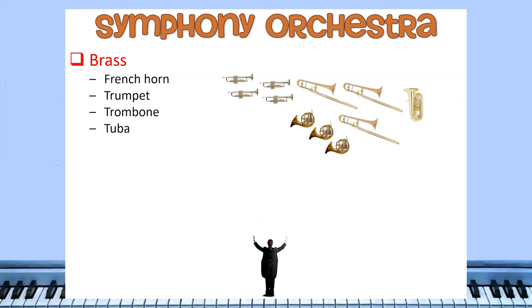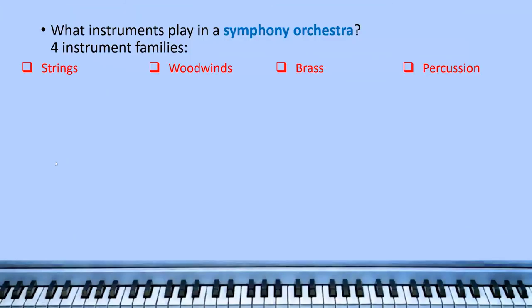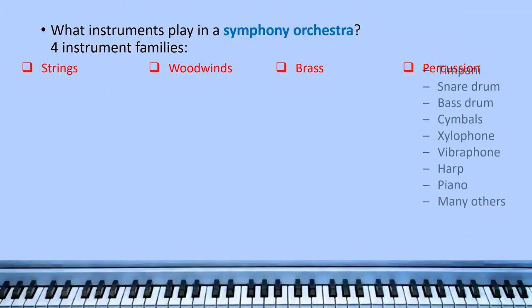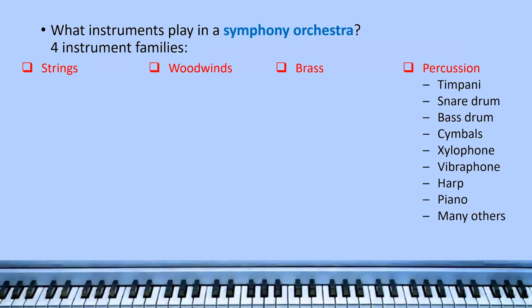Okay, we have met the brass instruments. Next, we are going to go into the percussion. Jenny, who do we have in the percussion section as an example? We have timpani, snare drums, basically the whole family of drums, cymbals, xylophone, vibraphone, harp, piano.